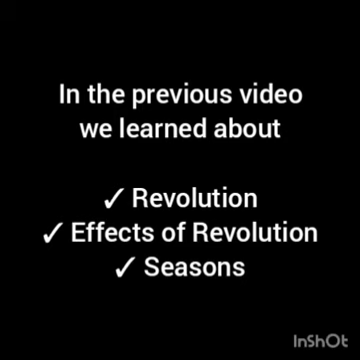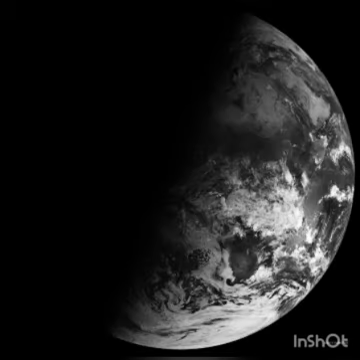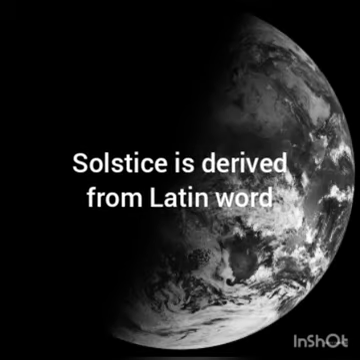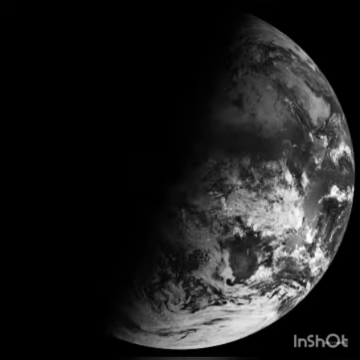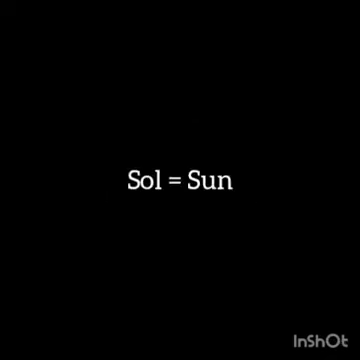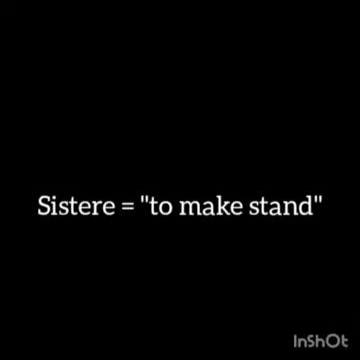We have already covered revolution, its effect, and seasons. Now we'll move further in the chapter and discuss solstice. What is solstice? Solstice is derived from the Latin scientific term solstitium, containing the Latin sol, which means the sun, and sistere, to make stand.